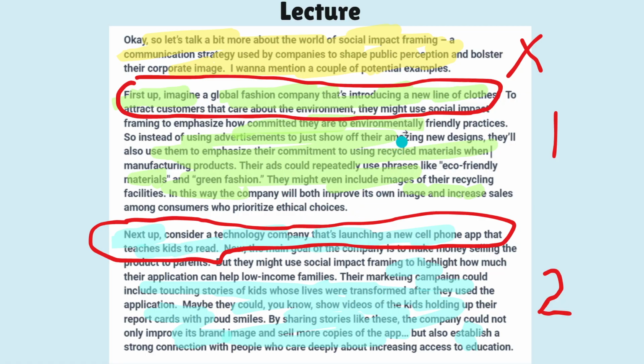There's a few things I've highlighted here that I want you to keep in mind as you practice. At the beginning of the lecture, you're going to get like another definition of the thing that's under discussion. In this case, he says, okay, let's talk about social impact framing. And then in a very short half sentence, he says what it is. And then he says, I want to mention a couple of examples. That's probably the least important part of the lecture, right? Because you've already got that information.